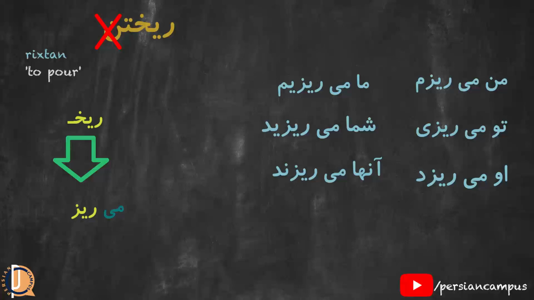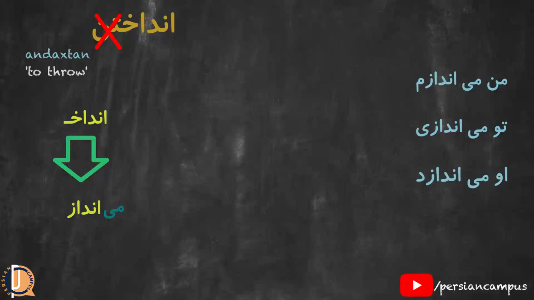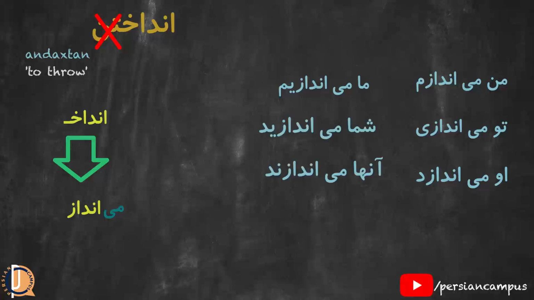Now let's see another verb that follows the same rule. انداختن. We remove ـن and ـته, we will have انداخ. Change خ to ز, then we would have انداز. Now add prefix می and the endings. من می اندازم، تو می اندازی، او می اندازد، ما می اندازیم، شما می اندازید، آنها می اندازند.